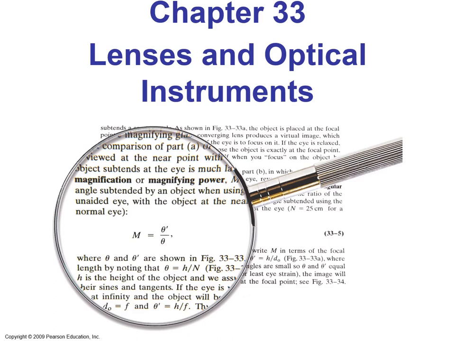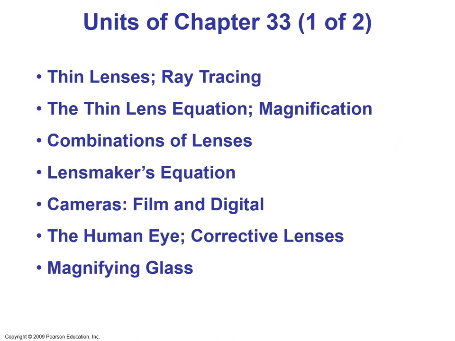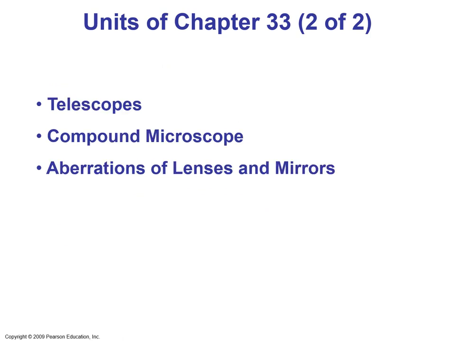Chapter 33 Lenses and Optical Instruments. Units of Chapter 33 include thin lenses, ray tracing, the thin lens equation, magnification, combinations of lenses, lens maker's equation, cameras, film and digital, the human eye, corrective lenses, magnifying glass, telescopes, compound microscope, aberrations of lenses and mirrors.